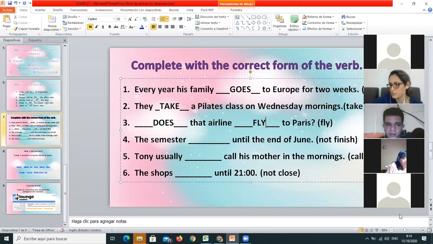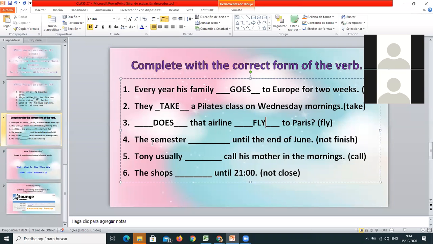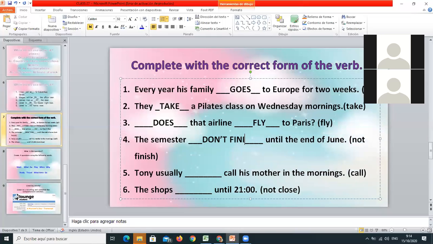Sulma. The semester doesn't finish until the end of June. Okay, now let me ask you, Sulma, the semester, only one or many semesters? It's only one, right? So the auxiliary is doesn't. Exactly, because it's only one. The semester doesn't finish, only one semester.